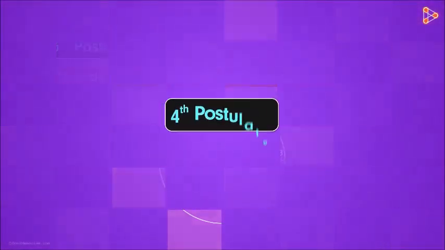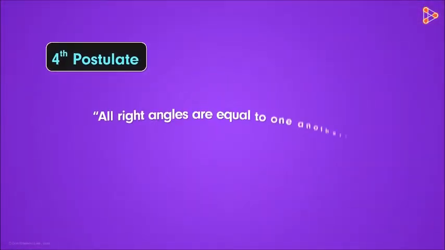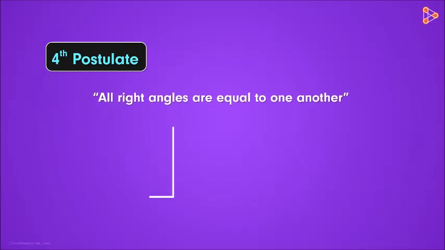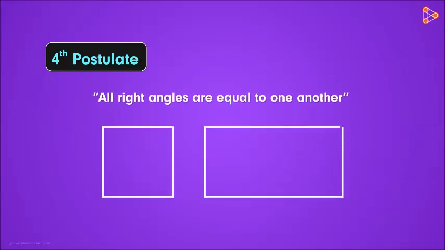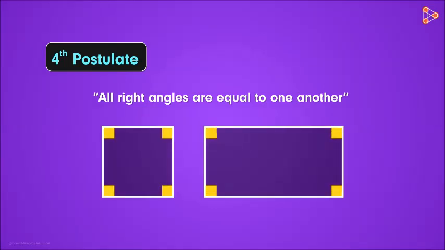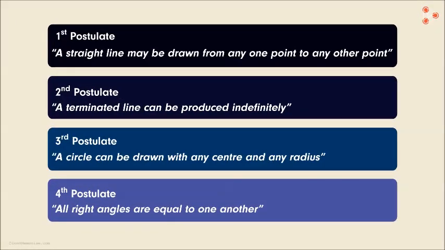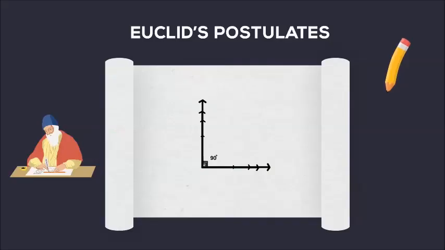The fourth postulate says that all right angles are equal to one another. Look at the square and a rectangle. We see that all the interior angles of the rectangle and the square are right angles. Therefore, an angle from a square will be equal to an angle from a rectangle. So, these are Euclid's first 4 postulates that will help us have a better understanding of geometry.